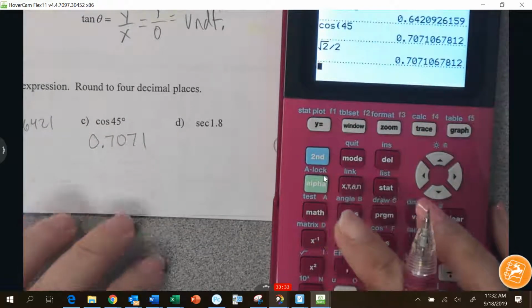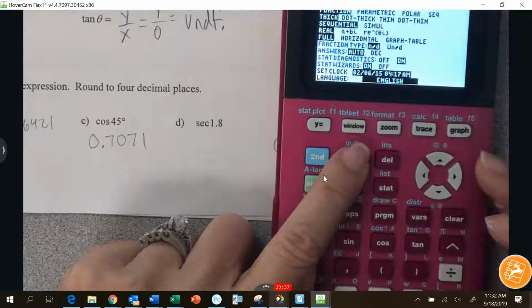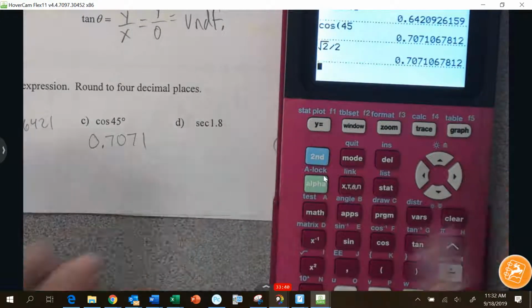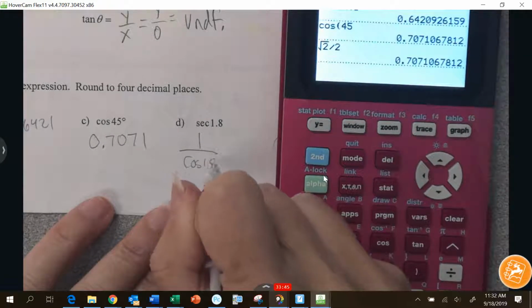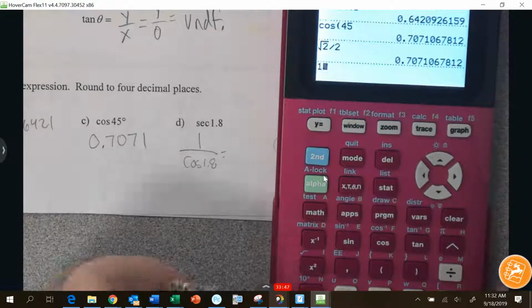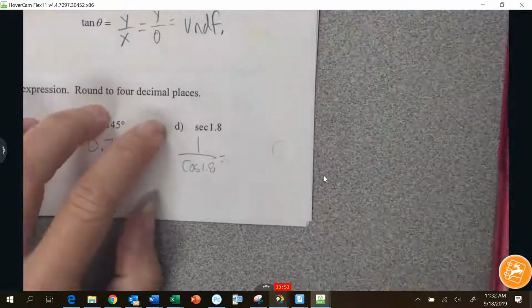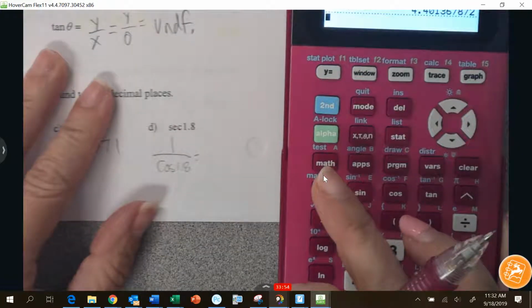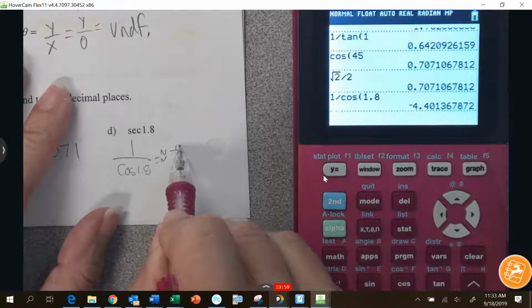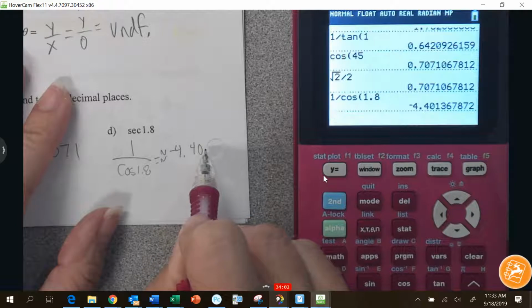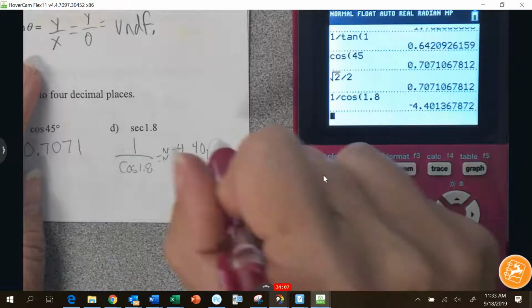And then secant 1.8. What mode should I be in? Radian mode. How do I type in secant? You guys are so exciting when you say those things. 1 over cosine. And I get approximately negative 4.4014. There was a hole right here.